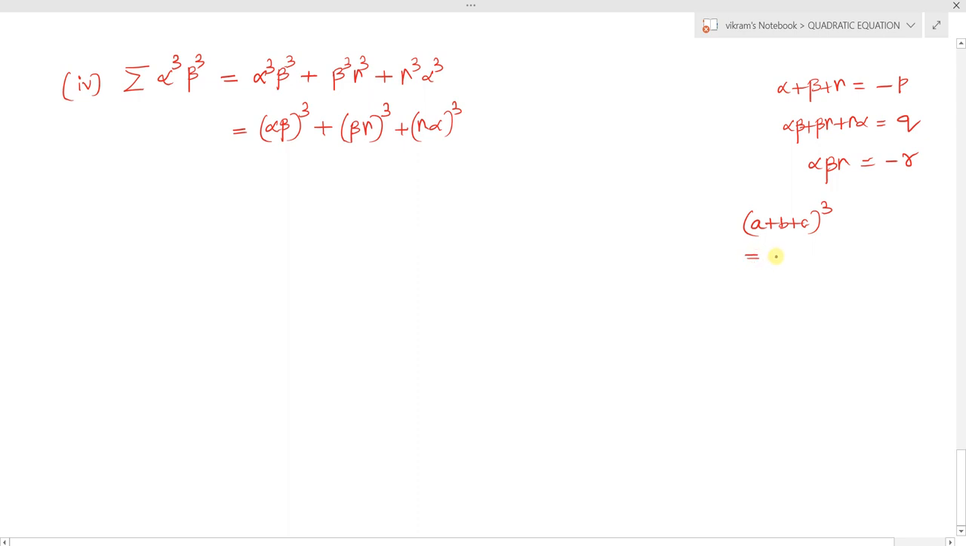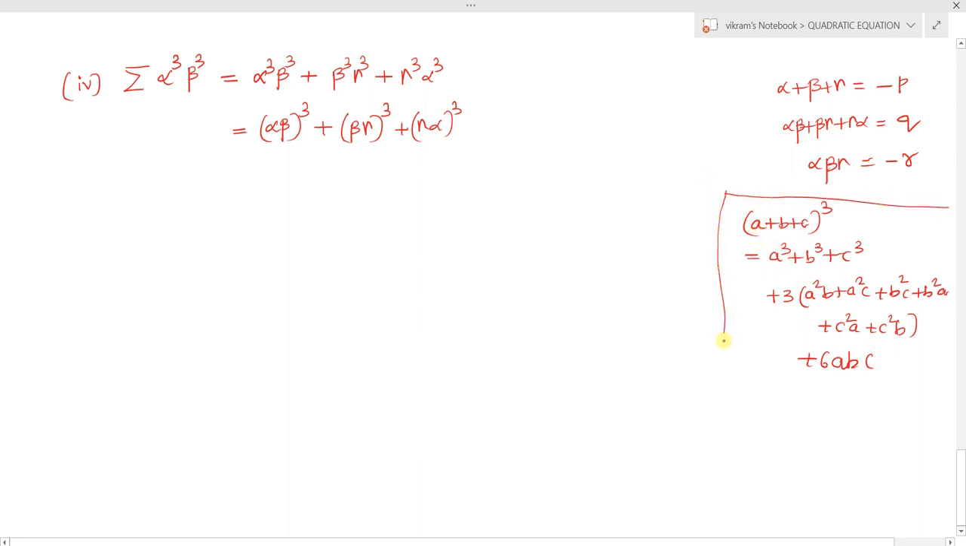So what is the formula? a cube plus b cube plus c cube plus 3 times of (a square b plus a square c plus b square c plus b square a plus c square a plus c square b) plus 6 times of abc. Okay, so this is the formula for the expansion of (a plus b plus c) whole cube.